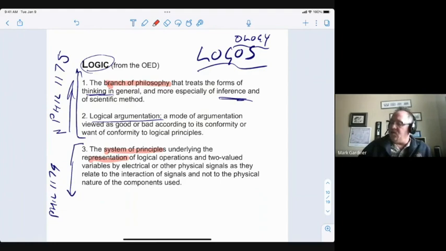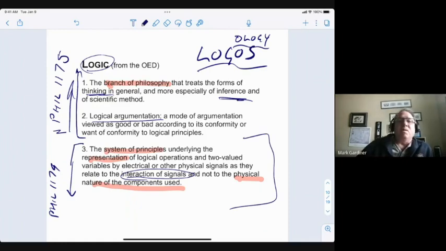But it's not interested in the physical nature of the components used, the so-called hardware parts of computers. It's interested in the nature of the interaction of the symbols itself, so at a much more foundational or conceptual level here. And it's this sense of logic that's contained in that notion of formal logic or symbolic logic.